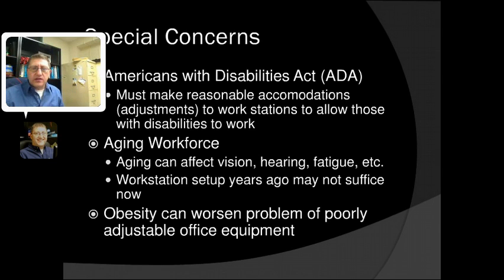That doesn't mean we can ignore them. We can't say, sorry, you're outside of our desirable range, even though this is your office. We have to take that into consideration. If the office equipment doesn't adjust well, the chair, the desk, maybe it's got a little flexibility but not enough, obesity can really bring that poor adjustability to light. So don't assume that, well, it's not perfectly adjustable, but it can adjust a little, that's going to work for everyone, because it may not.